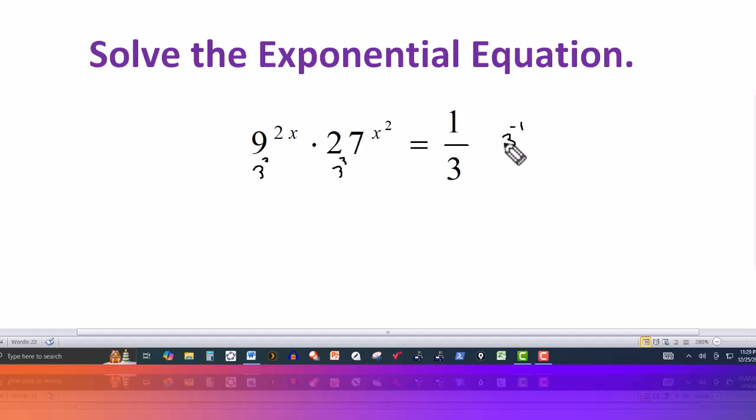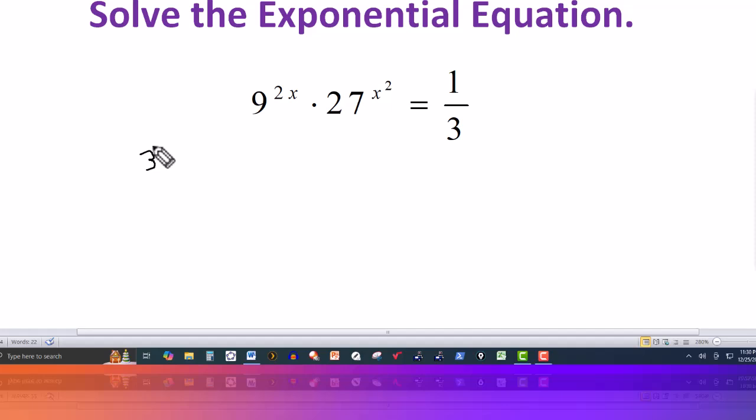That's convenient because that means that we don't have to go through and take the log of both sides, which is something you do occasionally when you have an exponential equation. So let's do this here. We have the 3 squared, which is the 9, and that's taken to the 2x power. That's multiplied by 27, and let's write that as 3 to the third, and that's taken to the x squared power. And that's going to equal, instead of 1/3, we'll write that as 3 to the negative 1.